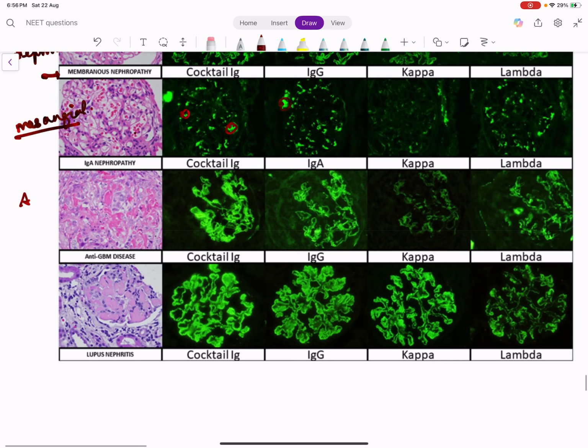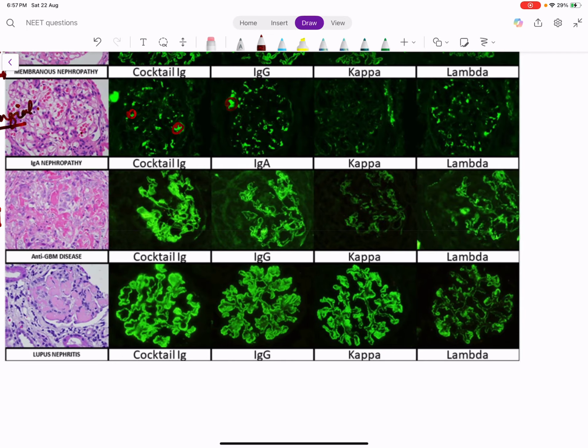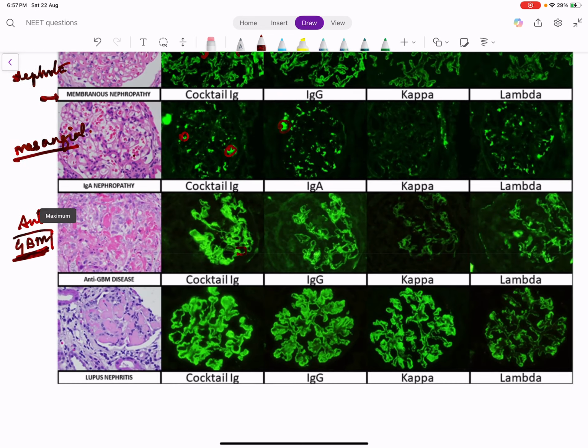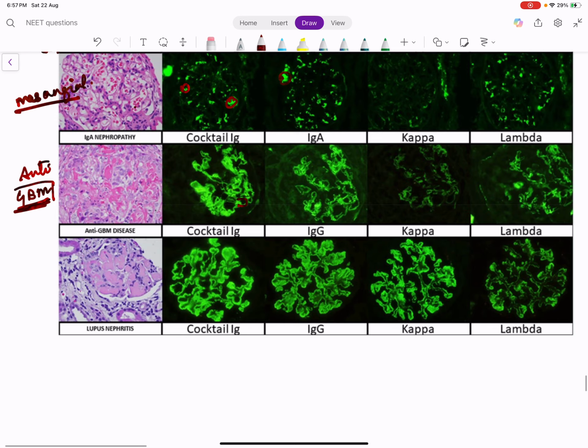Then anti-GBM disease. Anti-GBM disease is also glomerulonephritis, right? So as the name suggests, here there are antibodies against the glomerular basement membrane. So how will it look? It will look like a linear deposit in immunofluorescence, and its pathology will be looking like this.